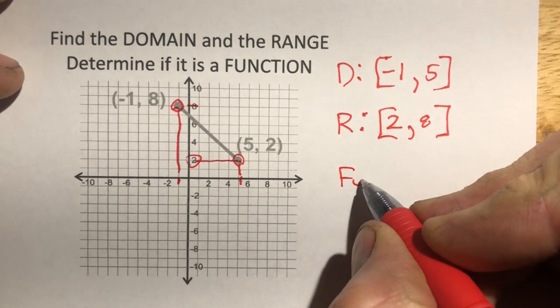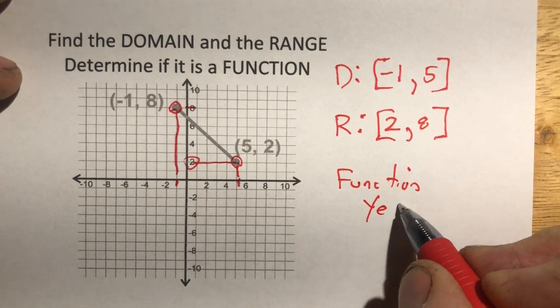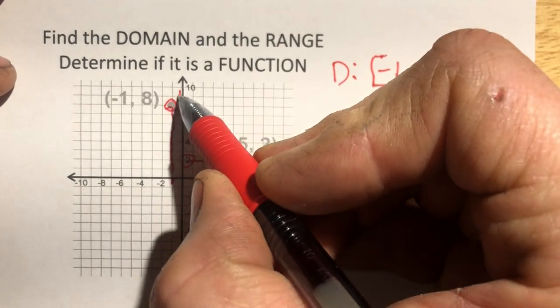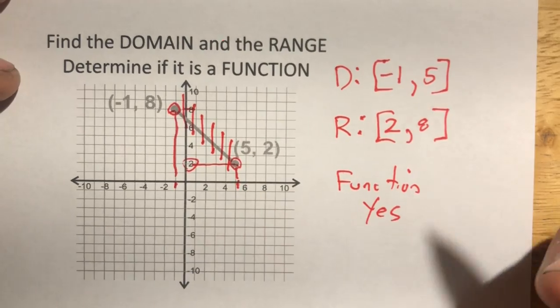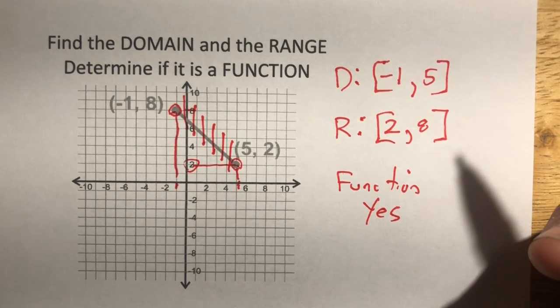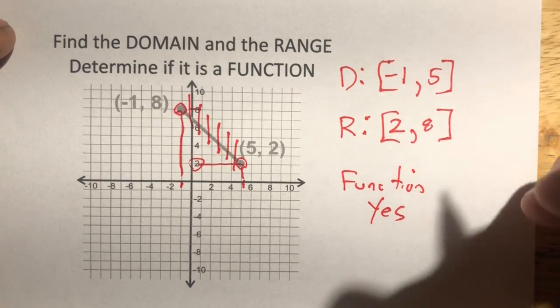Now, is it a function? Yes, because you can draw a vertical line and you only hit it once, no matter where you draw your vertical line. That's called the vertical line test. No matter where you draw a vertical line, you should only hit it one time. So this one is a function.